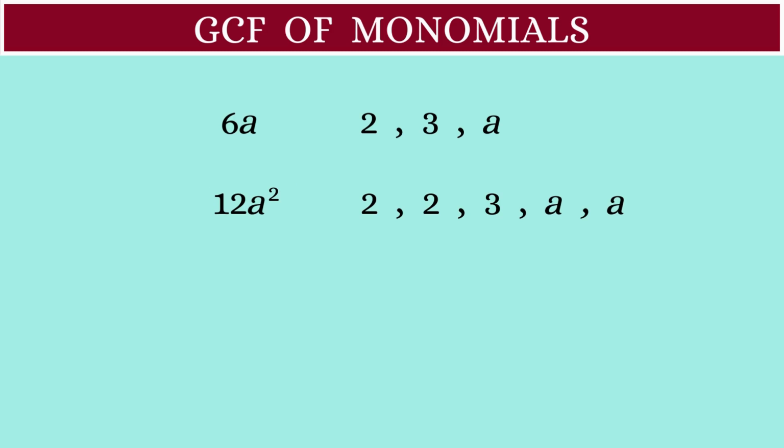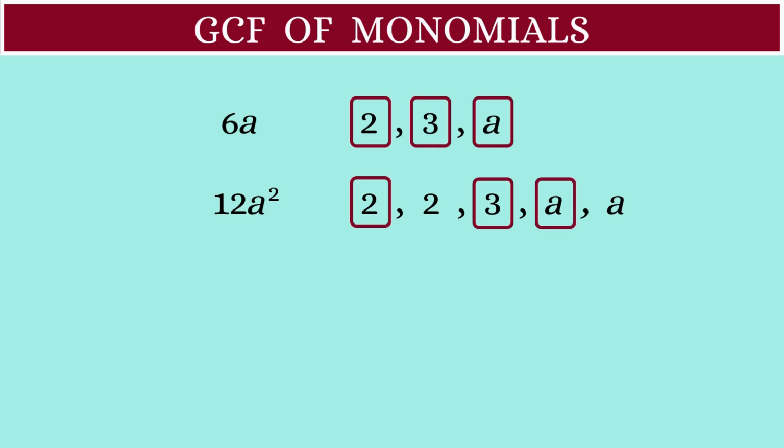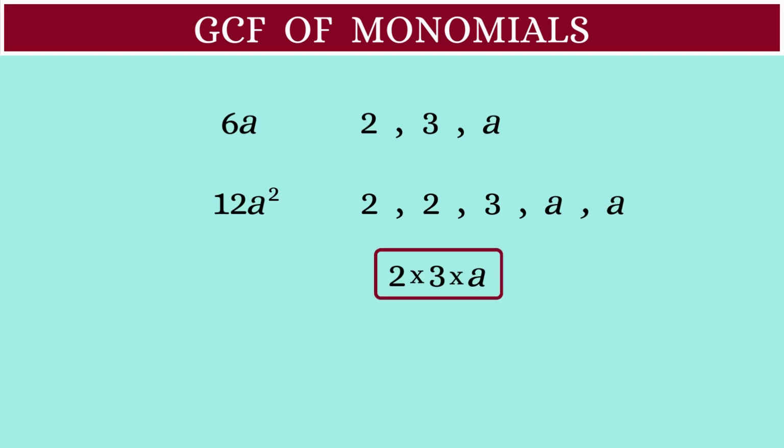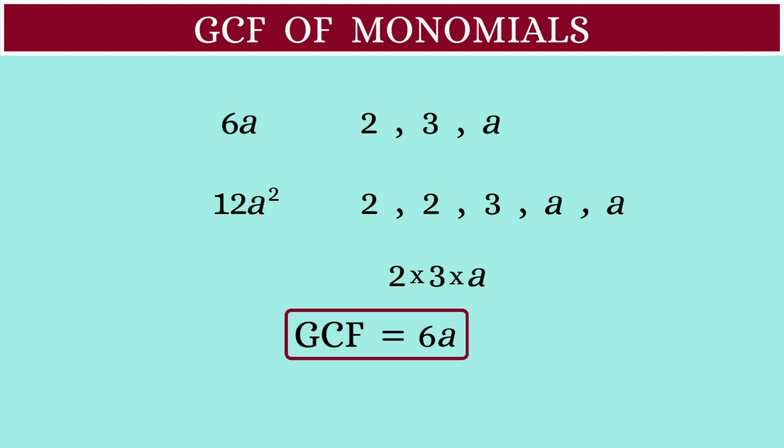Now, let's mark the common factors. 2 is common. 3 is also a common factor. A is also common. Now, the GCF is the product of these common factors. 2 into 3 into a, which is 6a, is the GCF of the two given expressions.